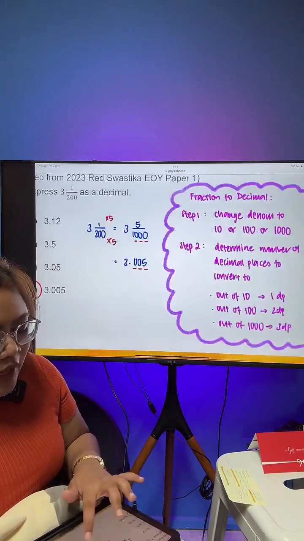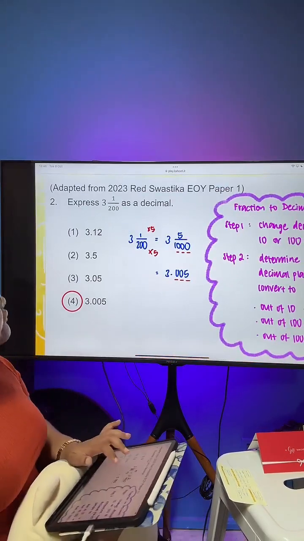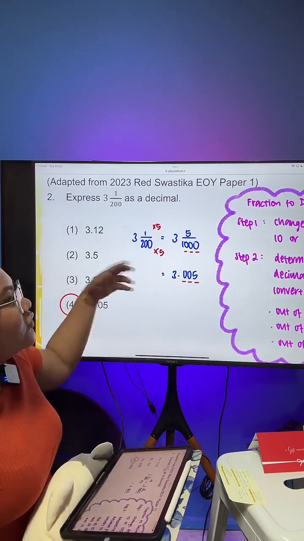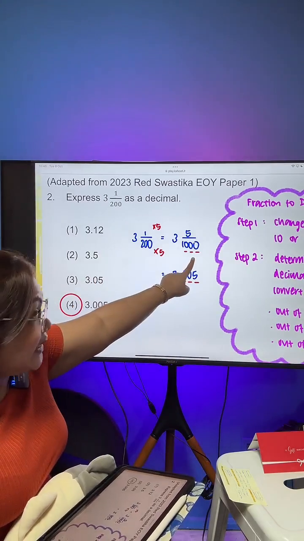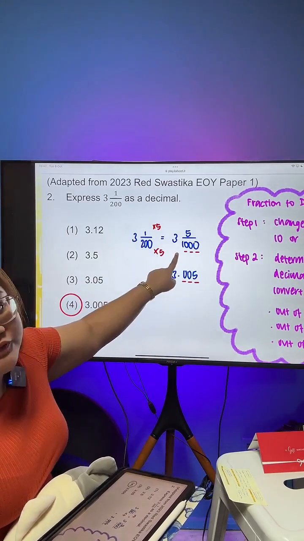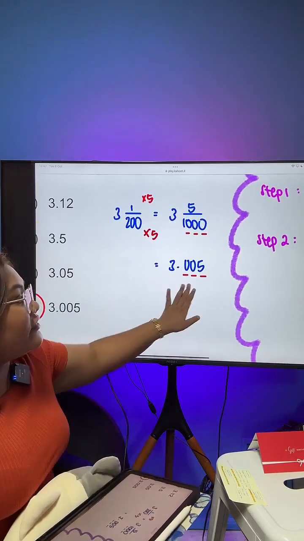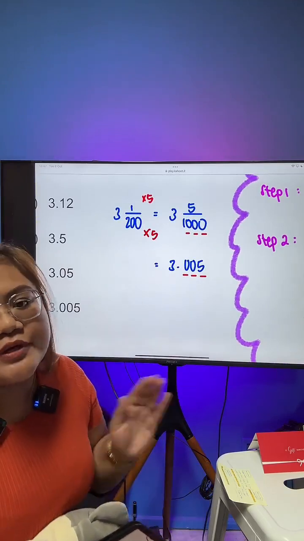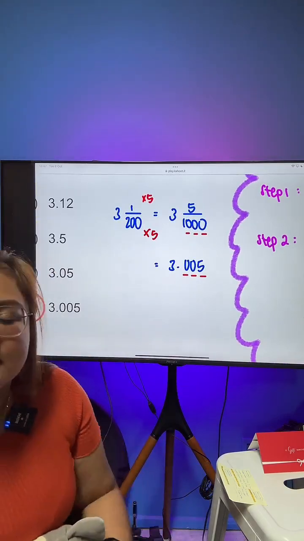Okay? So for our question here, 3 and 1 out of 200, to convert, I cannot change it into out of 10 or out of 100. We will convert into out of 1,000 instead. So we multiply by 5 throughout. We will get 3 and 5 out of 1,000. Since the denominator is 1,000, there will be 3 decimal places. Hence 3.005. Okay? 3.005. Got it?